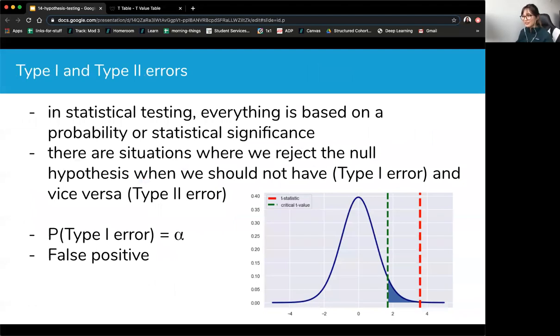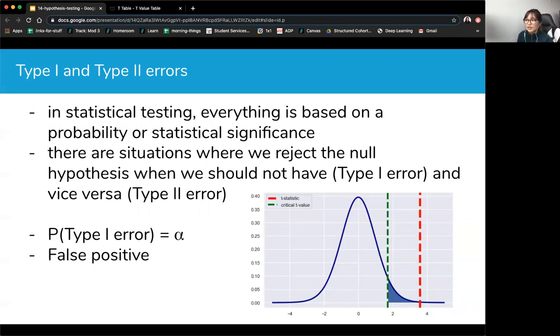In statistical testing, everything is based on a probability or a statistical significance. And so therefore, there are situations where we reject the null hypothesis when we shouldn't have, and vice versa. Just like I mentioned with p-values, a test statistic that has a p-value of 0.05 means that there's still a 5% chance that this happened just coincidentally and there isn't really an effect. We call that a type 1 error. Type 1 error is a false positive because we have said that there is an effect when there really isn't, because it's the same probability that something has occurred by chance and just by coincidence.